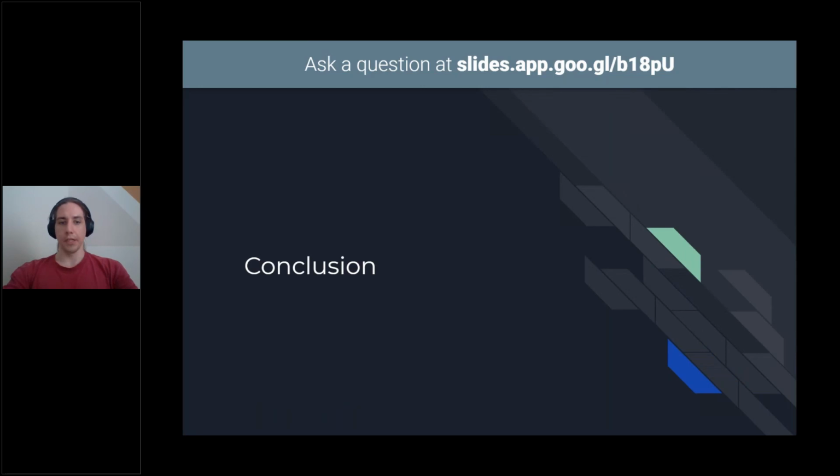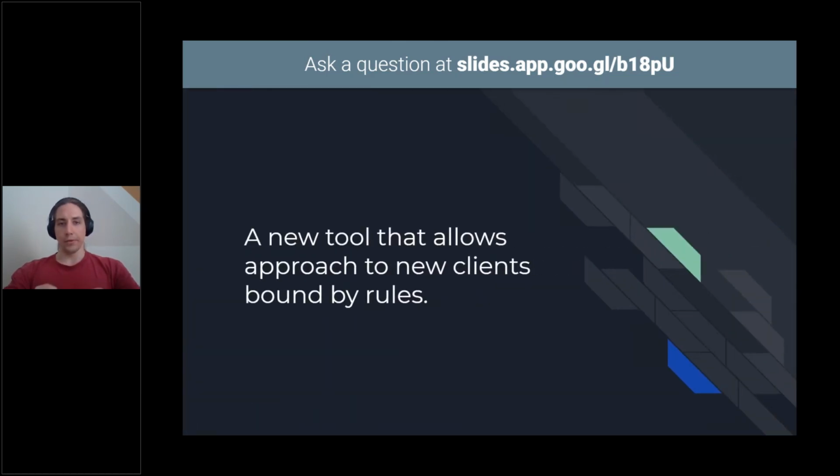In conclusion, the key point that I want everyone to take home from this presentation is this. What we have here is a new old tool that allows you to approach clients who were previously out of bounds for you because of the various restrictions they have to abide by or the various rules that govern them. With this system in hand, these clients are now up for grabs, and you can go out and approach them.